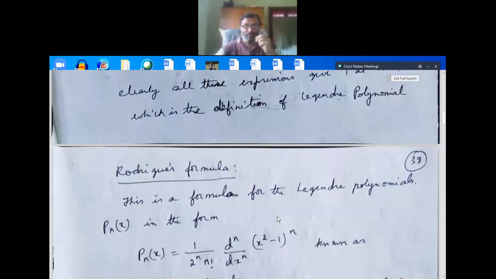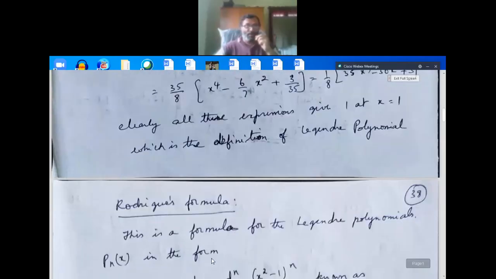It is in the form Pn of x is equal to 1 by 2 power n into n factorial, d power n by dx power n, the nth derivative of x squared minus 1 power n. This is known as Rodrigues formula. Rodrigues formula is another formula from which you can find the Legendre polynomial Pn of x.